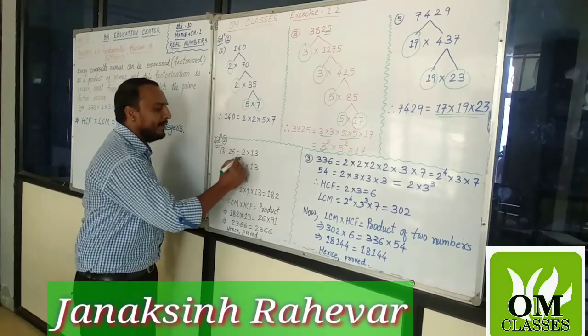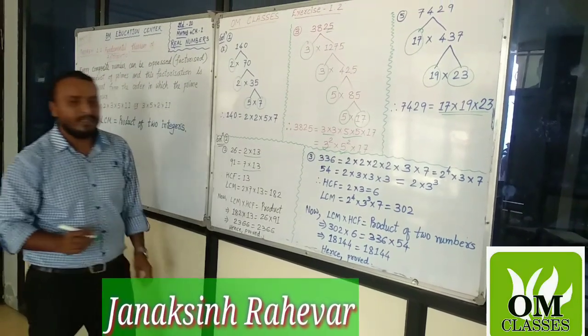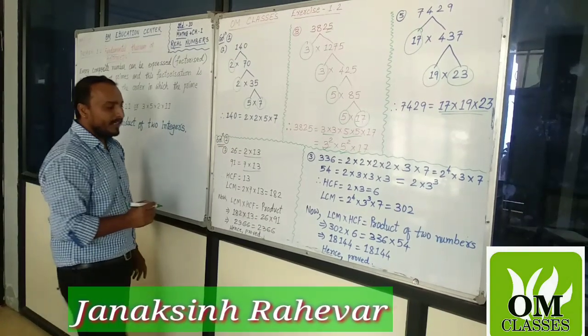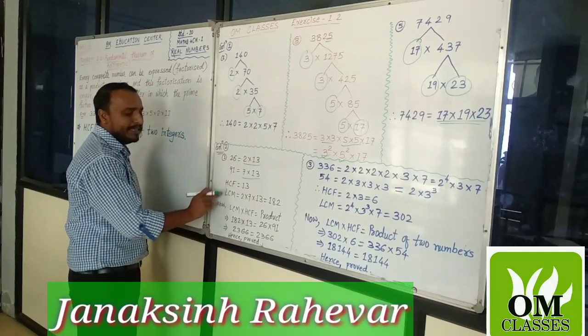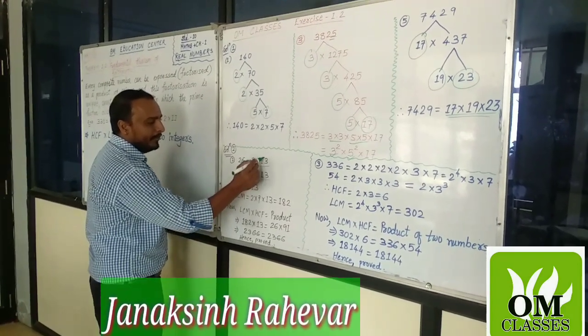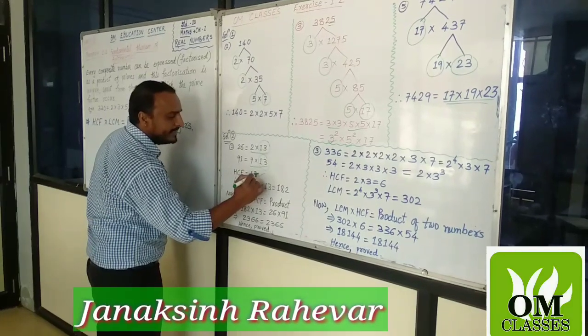Now 26 can be written as 2 into 13, and 91 is written as 7 into 13. 13 sevens are 91, 13 twos are 26. Now what is the HCF? The name itself suggests highest common factor. So what are the common factors? 13. What is the highest? 13. So what is your HCF? 13.